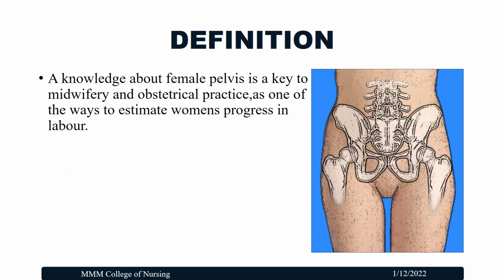Here comes the definition of the female pelvis. Knowledge about the female pelvis is a key to midwifery and obstetrical practice, as one of the ways to estimate a woman's progress in labor. So we are able to identify the progress of labor by knowing the female pelvis.